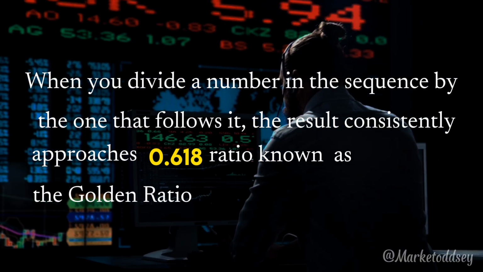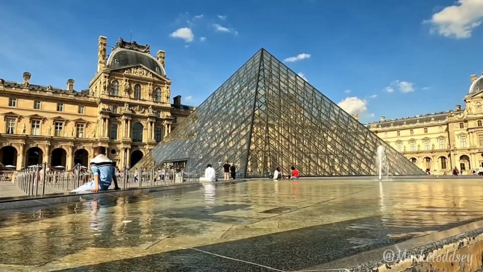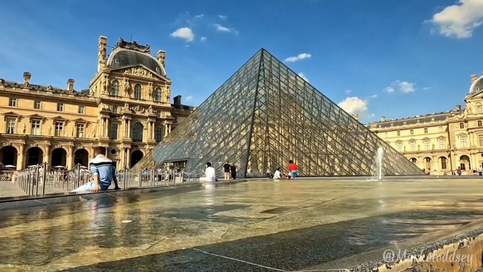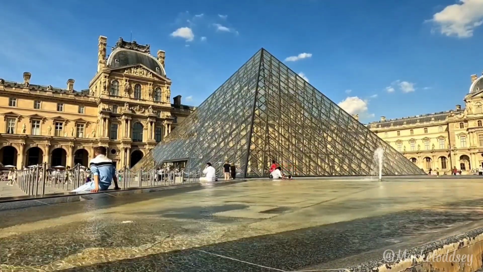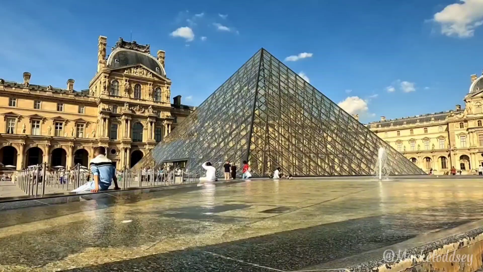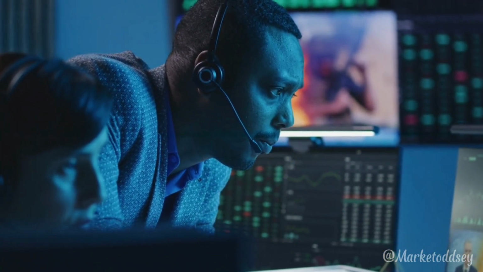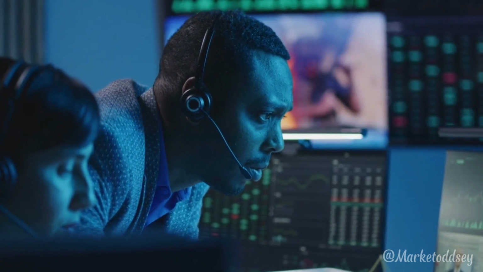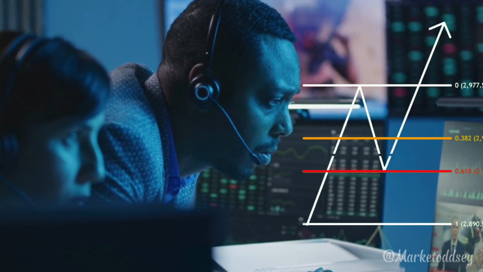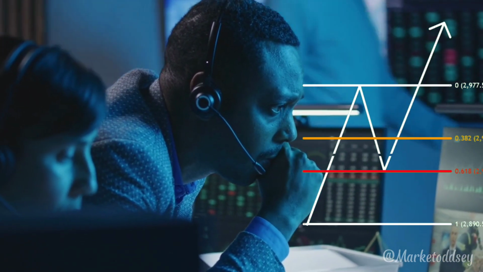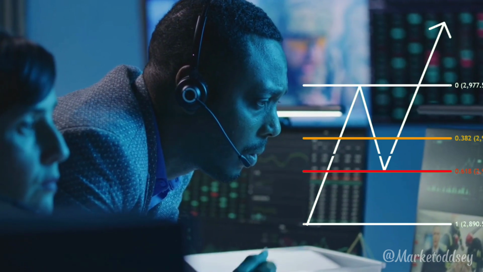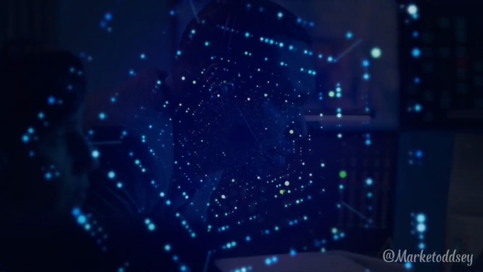This ratio isn't just a mathematical curiosity. It appears in nature, architecture, and art, reflecting patterns of balance and harmony. Traders later realized price movements in financial markets often respect these ratios too. By plotting Fibonacci retracement levels on a chart, we can identify potential areas where prices may reverse during a trend.